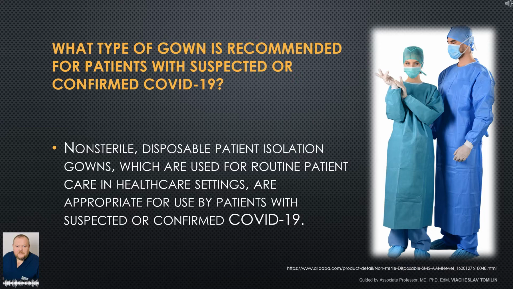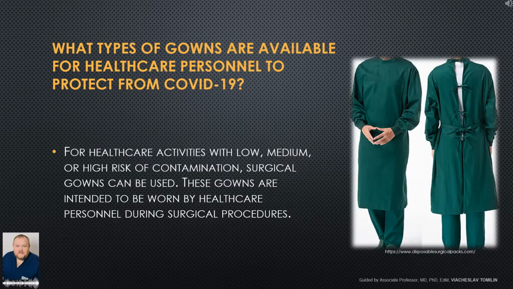What type of gown is recommended for patients with suspected or confirmed COVID-19? Non-sterile, disposable patient isolation gowns, which are used for routine patient care in healthcare settings, are appropriate for use by patients with suspected or confirmed COVID-19. What types of gowns are available for healthcare personnel to protect from COVID-19? While the transmissibility of COVID-19 is not fully understood, gowns are available that protect against microorganisms. The choice of gown should be made based on the level of risk of contamination.